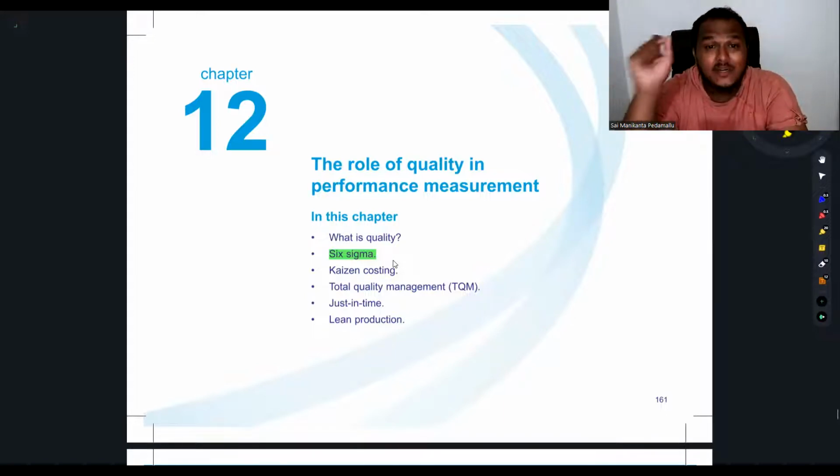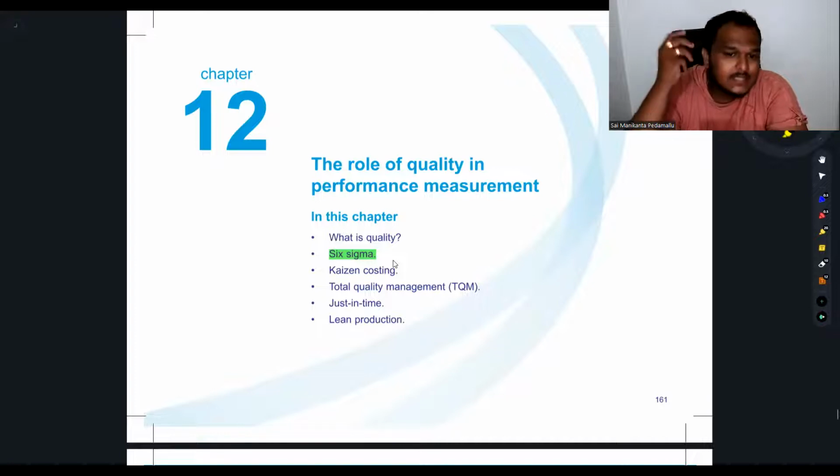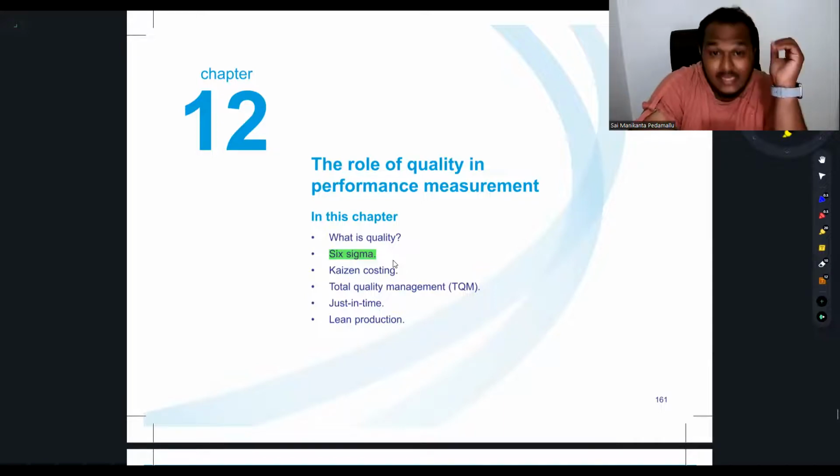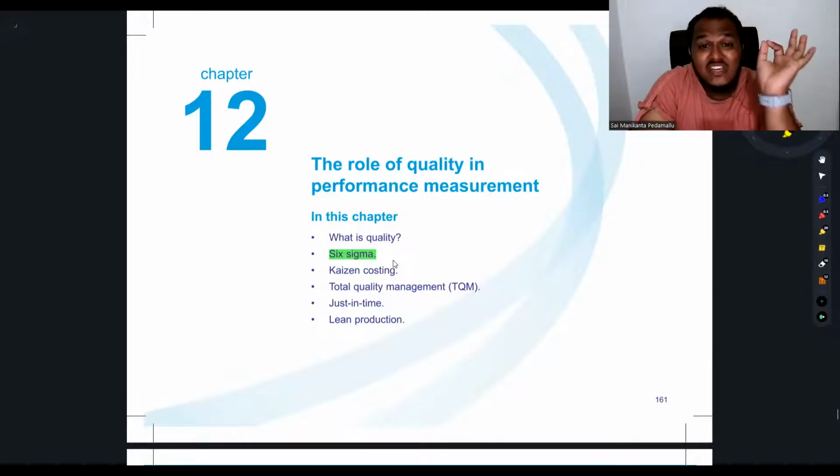Performance management, this is the most crucial element. What are those? Six Sigma, Kaizen costing, total quality management, just in time, lean production. Let me talk about these things. Quality के बारे में last में discuss करेंगे. Six Sigma is basically deviation.